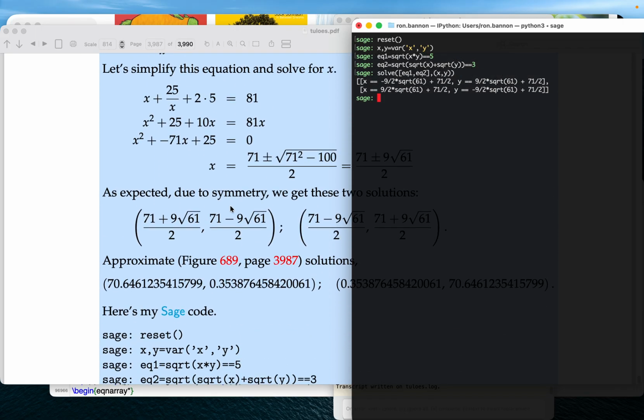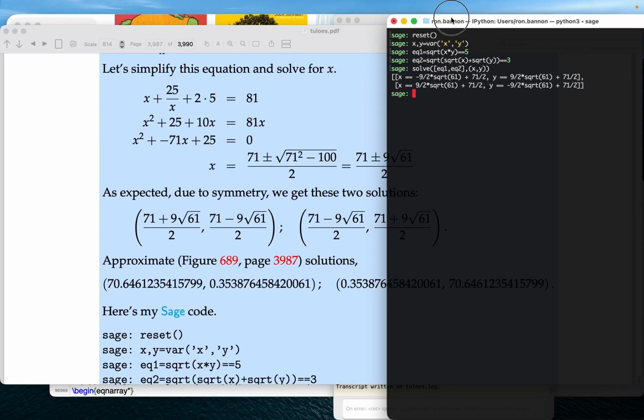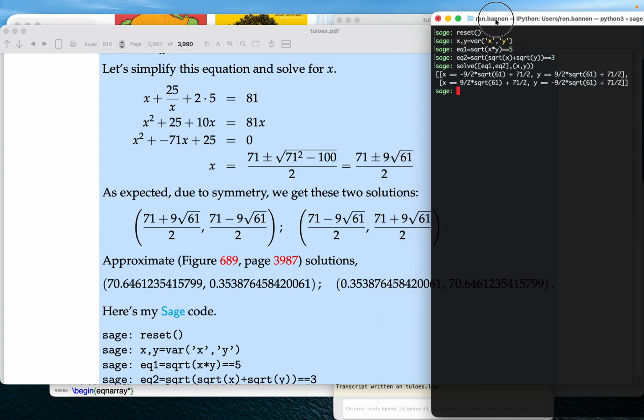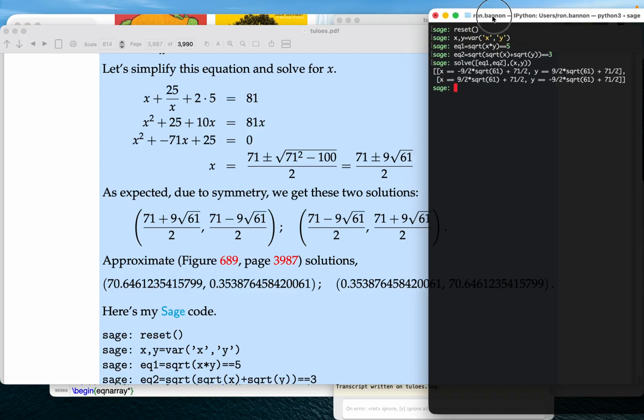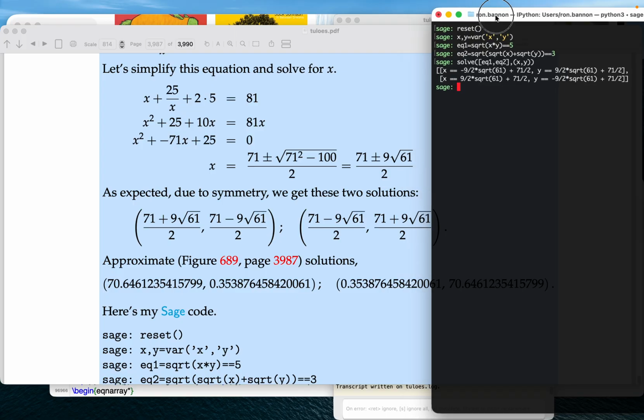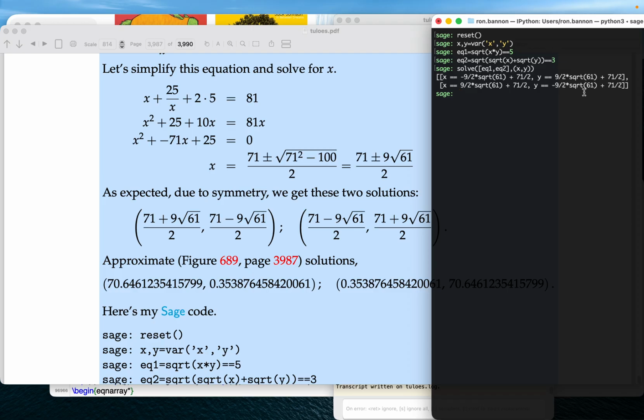I notice the first answer they're reporting to me is this one over here, which is minus 9 halves square root of 61, 71 halves. And the y is going to be, let's take a look at it, 71 over 2 and 9 root 61 over 2. So that works out. And you notice there's symmetry over here. So it works as advertised. Thank you.